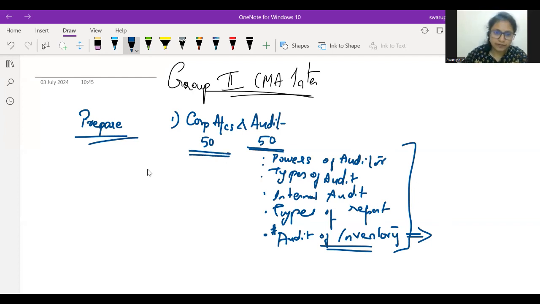Then corporate accounts. Learn the journal entries, because if you know the journal entry, then preparing the ledger is quite easy. So give importance to journal entries and understand the concept rather than mugging up whatever is there in the study material.